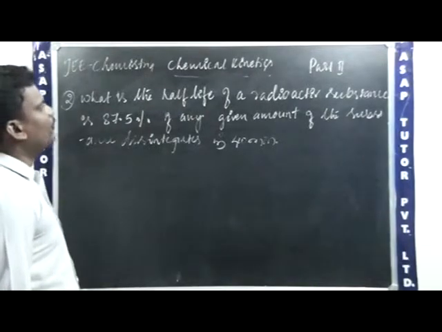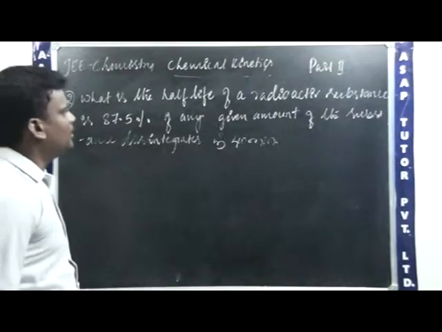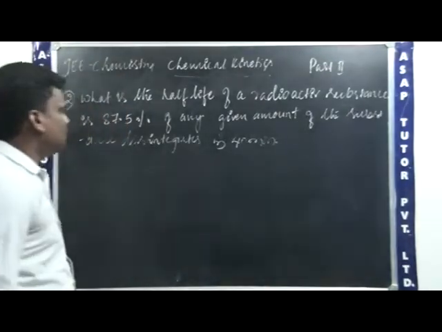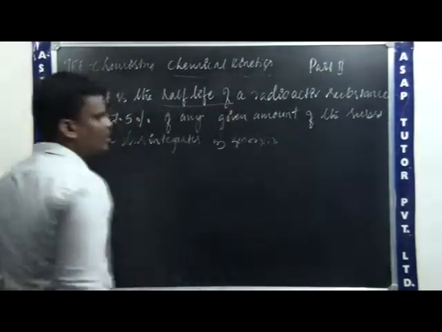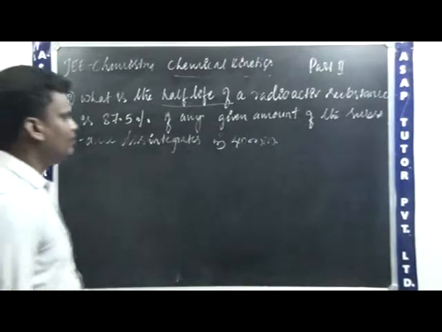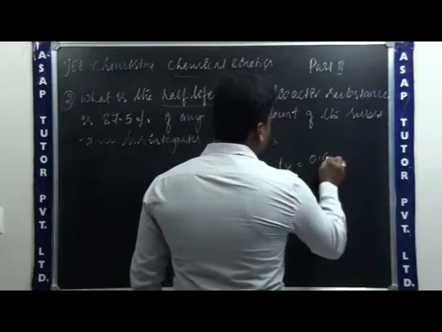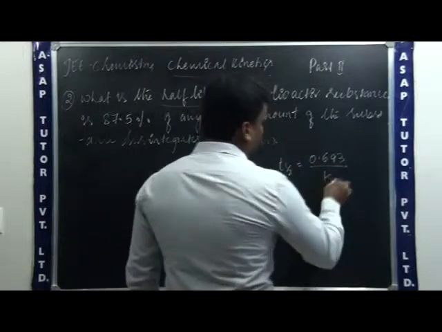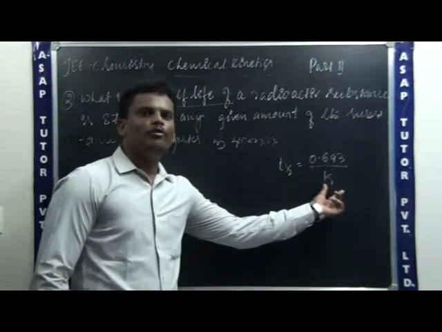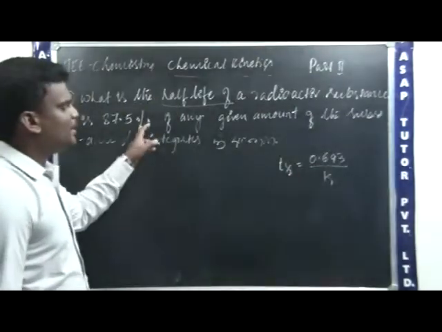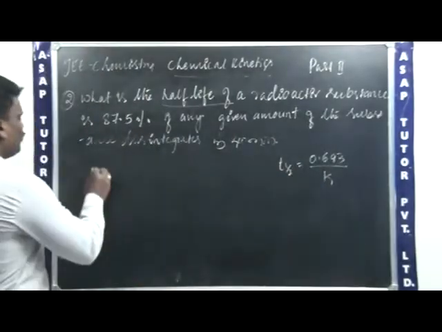What is the half-life of a radioactive substance if 87.5% of any given amount of the substance disintegrates in 40 minutes? We have to find the half-life period of the reaction, which is a first order reaction. Therefore, the half-life period formula is T half is equal to 0.693 divided by K. To find the value for T half, we need to know the value of K, the rate constant. But if you see the problem, they didn't give the value for K. So, I need to find the value of K first.